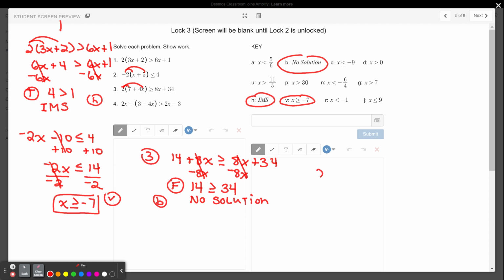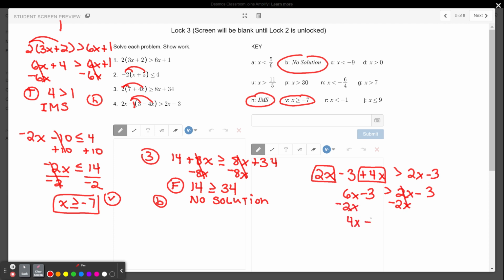And then lastly, we have to be very mindful here. This is really a negative 1, and we're distributing. Negative 1 times 3 is negative 3, and negative 1 times negative 4x is a positive 4x is greater than 2x minus 3. So we're allowed to combine. We have 2x plus 4x gets us 6x. Going to minus 2x on both sides.